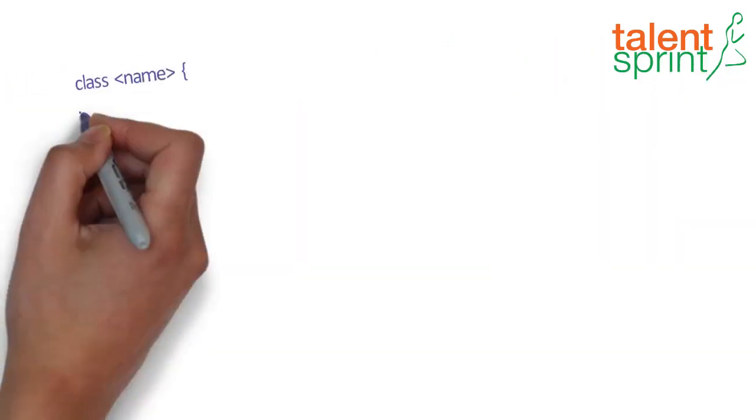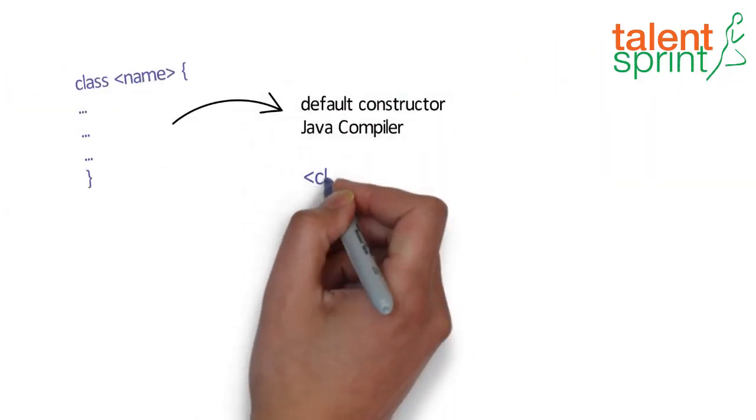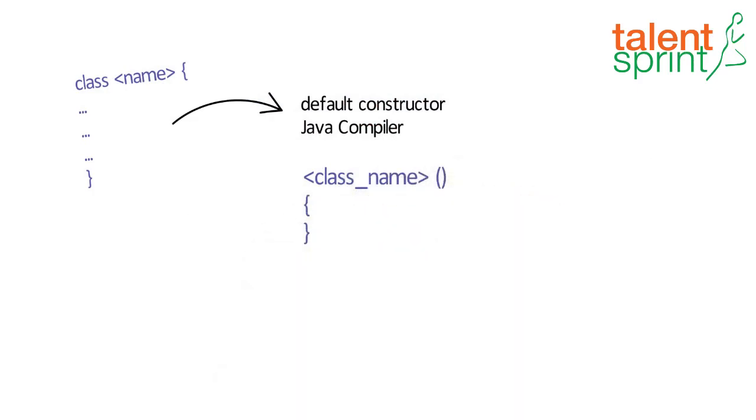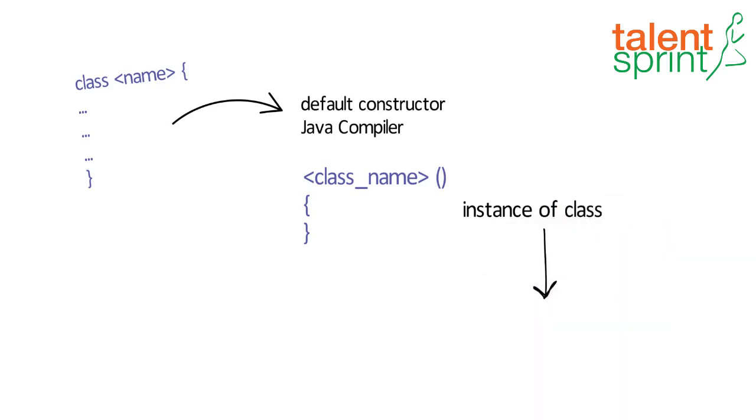When working with classes, constructors, getters, and setters form a really important subtopic. Let's take a look at each one of these in the video. Every class has a default constructor built by the Java compiler. A constructor in Java is a block of code similar to a method that's called when an instance of a class is created. It is used to provide initial values for class fields when you create the object.